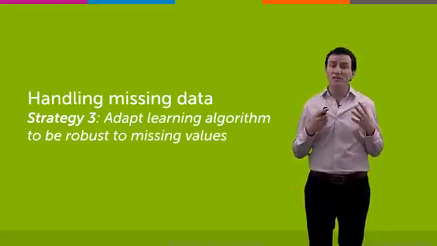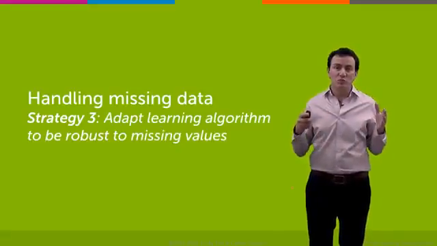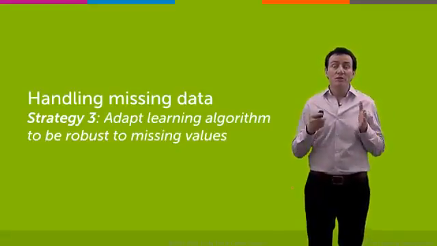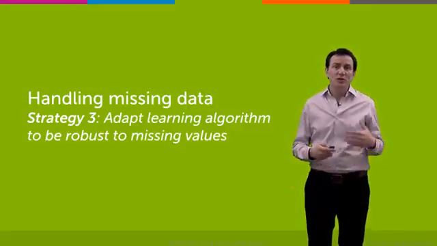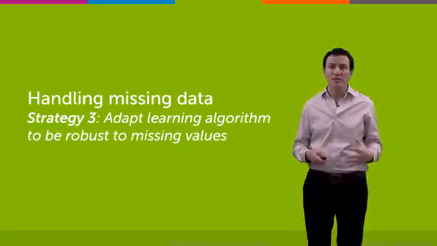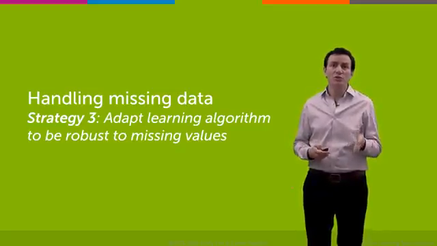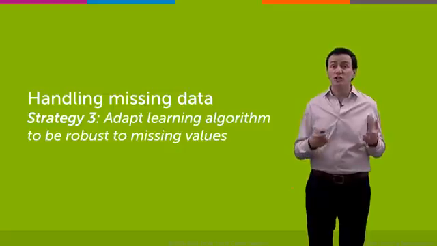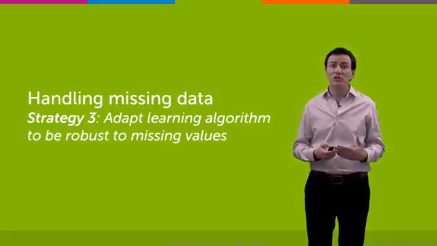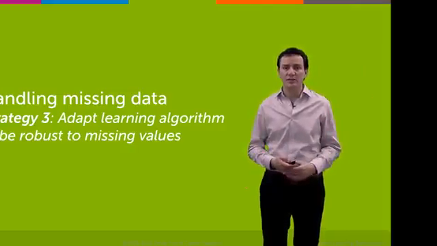In my opinion, the best thing you can do to deal with missing data is to make your machine learning algorithm robust to missing data. In other words, make your machine learning algorithm adapt to missing data. And that's exactly what we're going to do in this particular module. We're going to do it in the context of decision trees, because there's a simple modification to decision trees that can handle missing data.